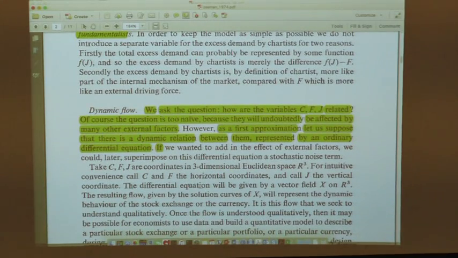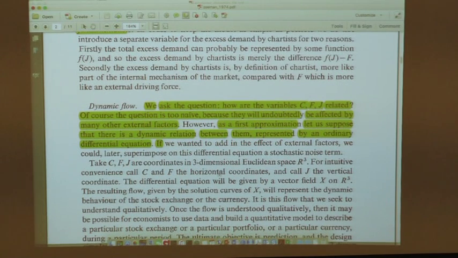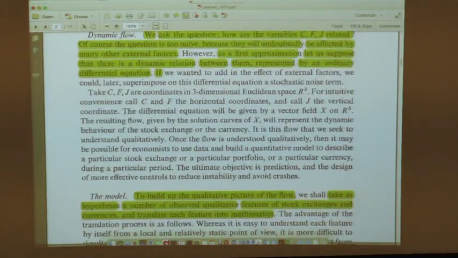Of course, the question is too naive because they will undoubtedly be affected by many of the other external factors. As a first approximation, let us suppose that there is a dynamic relation between them represented by the ordinary differential equation between C, F, J. Okay, J is the index, C is the chartist and fundamentalist.